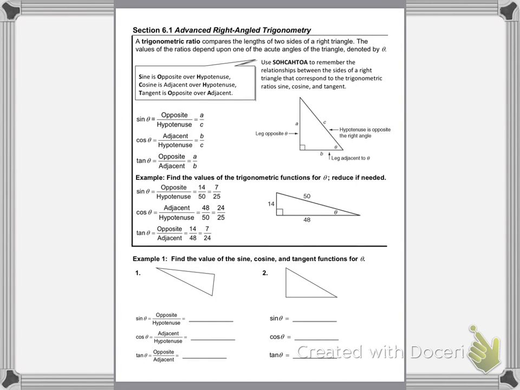Okay, so your first section is called Advanced Right Angle Trigonometry. This shouldn't be anything that you haven't already done before. For those of you that have had pre-cal, you did this in pre-cal, and for those of you that have had Algebra 2 only, you did this in Algebra 2. And pre-cal, of course, you did it in both.